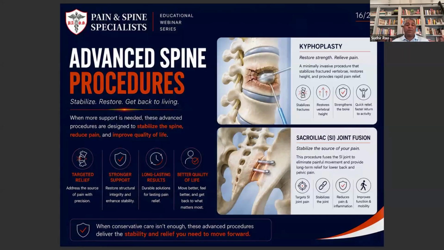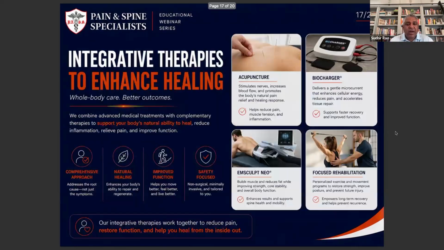Now the fusion used to be some big major orthopedic spine surgery. That's changed a lot in the last several years. Now we're fusing these SI joints through a little tiny incision using X-ray, and this is a 30-minute outpatient procedure. So people are getting excellent results with this if you're the right candidate. If you are, and you feel like this might be something worth considering, make sure you bring it up to your doc. Next slide. Integrative therapies.